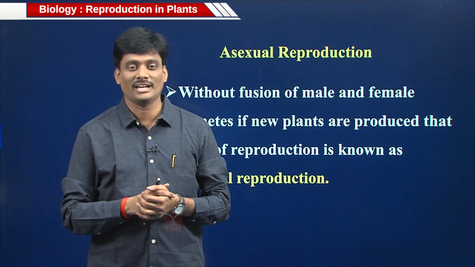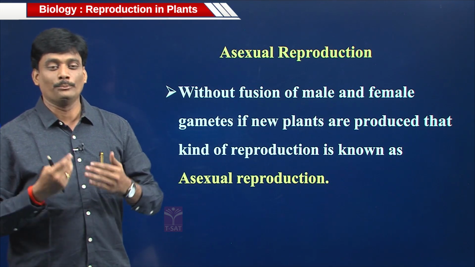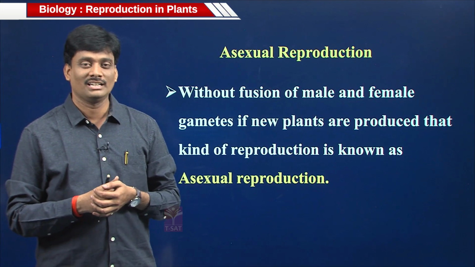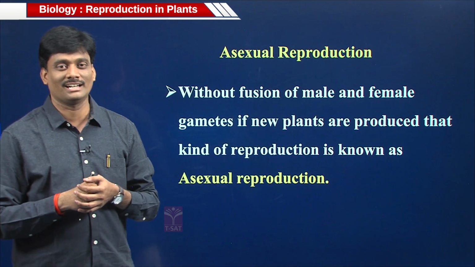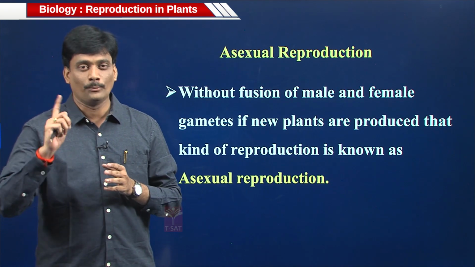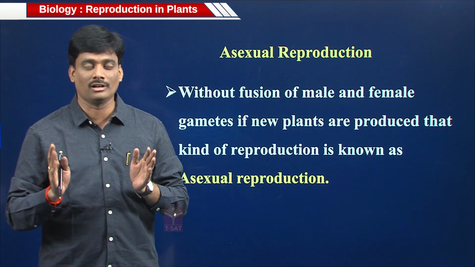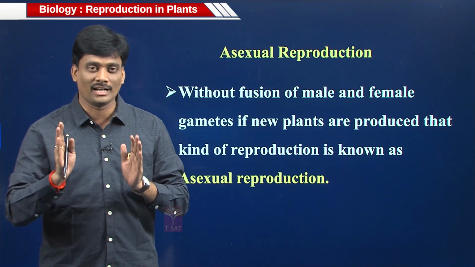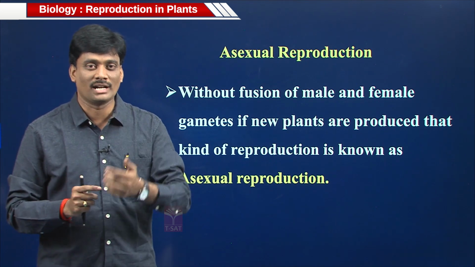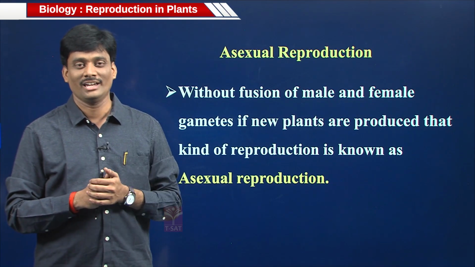Asexual reproduction: without fusion of male and female gametes, if new plants are produced, that kind of reproduction is called asexual reproduction. It means there is no involvement of male and female, and no involvement of the reproductive organs of male and female. Without fusion of male and female parts, new plants are produced. This kind of reproduction is called asexual reproduction.